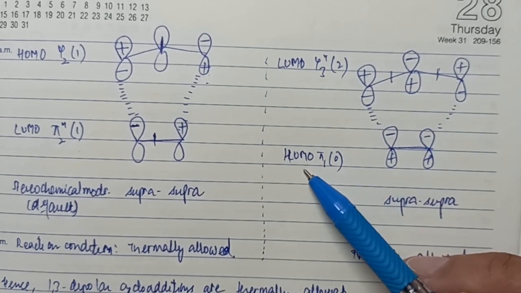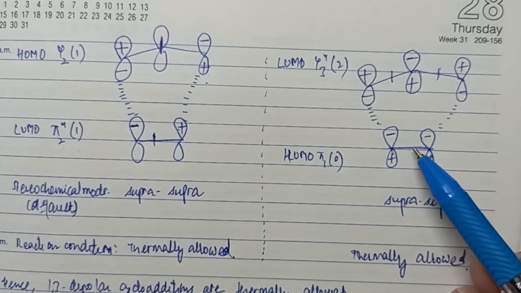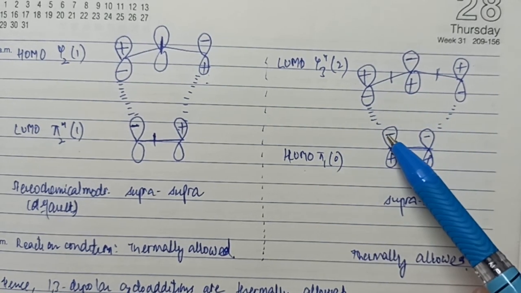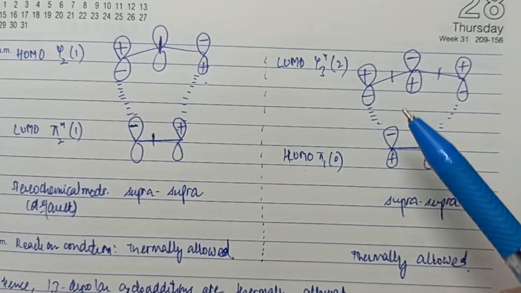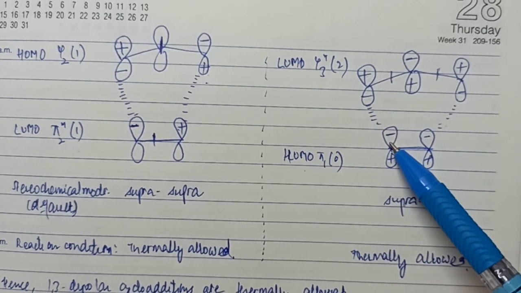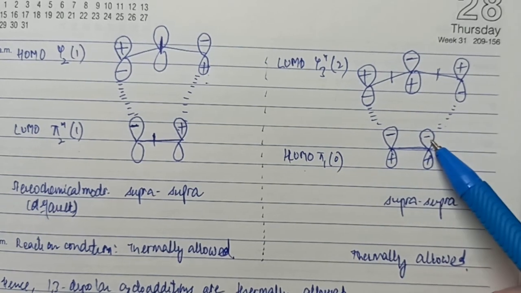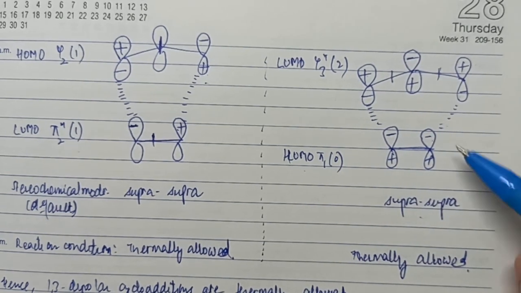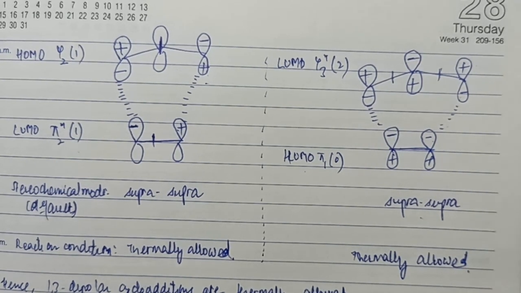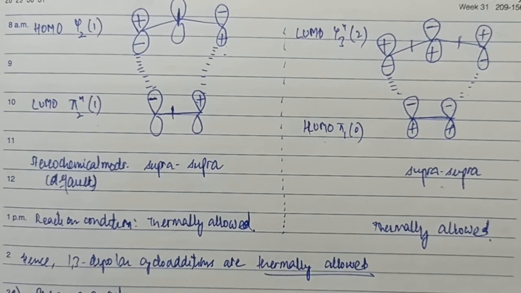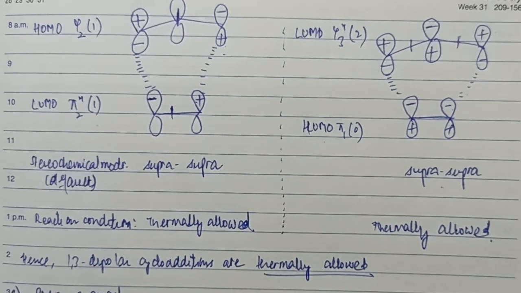And if we talk about HOMO, HOMO would be one in which there will be no node. If I draw this negative, no node, this will be negative. Look at the supra interaction. Negative interacting with negative is a bonding interaction. Of course, at both the lobes there are bonding interactions, hence this reaction is thermally allowed. Therefore, using the FMO approach also, we can say that 1,3 dipolar cycloaddition reactions are thermally allowed.